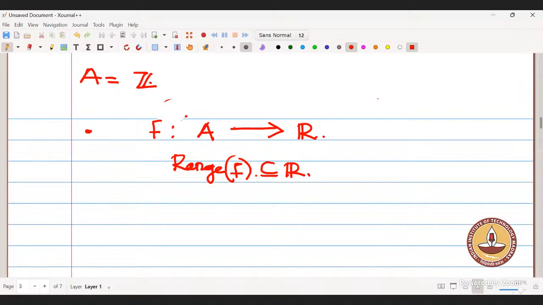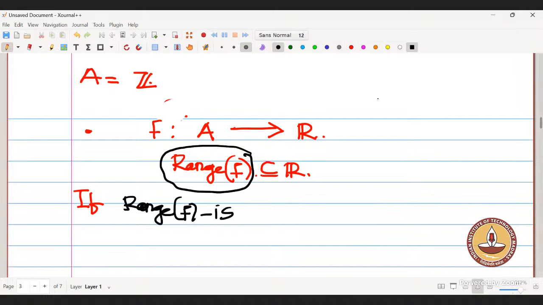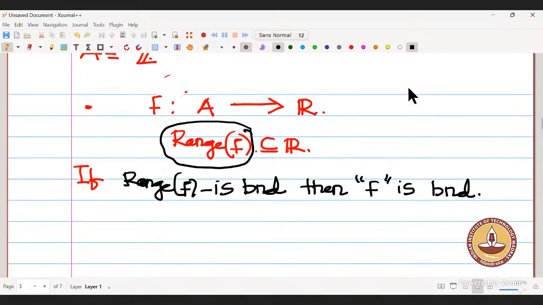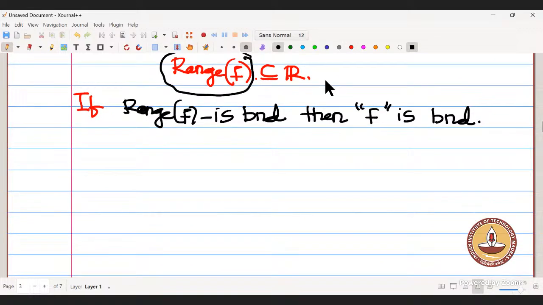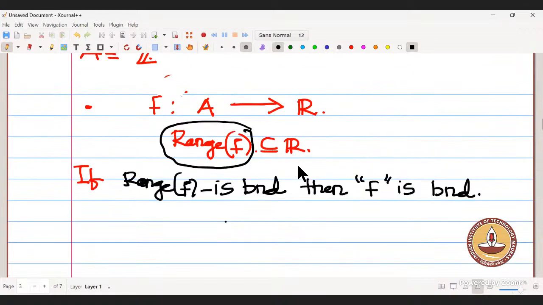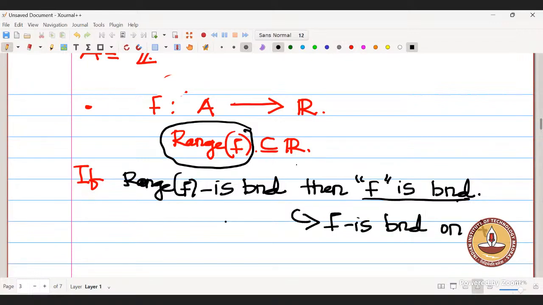Okay, so I can say that my function is bounded if the range of the function is bounded. This is a set, and now you know the meaning of a bounded set. This is a subset of R. So if the range of F is bounded, then I say F is bounded. So this basically means F is bounded on A. That is the meaning of F is bounded.